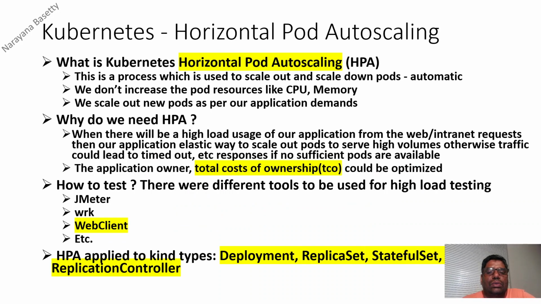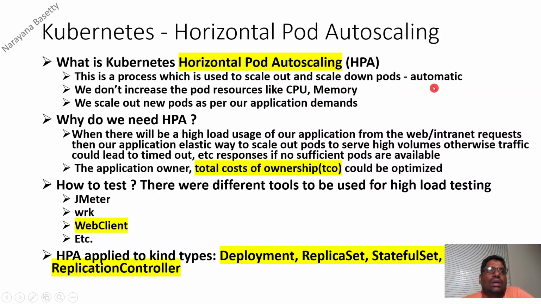So let us try to understand what is Kubernetes horizontal pod autoscaling. This is a process which is used to scale out and scale down pods automatically. Okay, this is the fundamental.